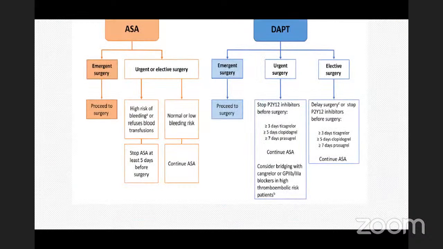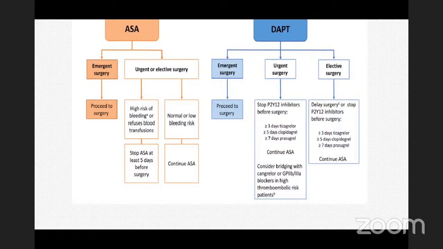This chart or algorithm is for patients on aspirin versus dual antiplatelet therapy. If the patient comes on aspirin, we need to find out, is it emergent surgery? We can proceed immediately. If it's urgent or elective surgery, it depends. If it's high bleeding risk or the patient refuses blood transfusion, we need to stop aspirin at least 5 days before the surgery. If it's normal or low bleeding risk, we can carry on. This is for aspirin. For dual antiplatelet, again, if it's emergent surgery, we'll proceed.